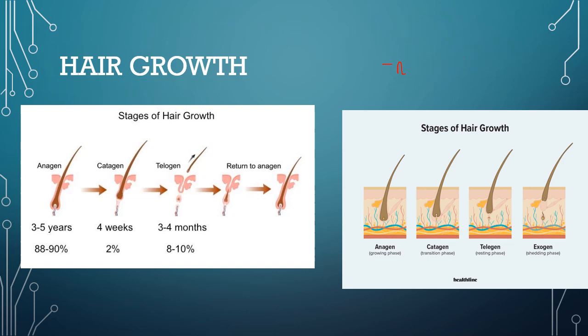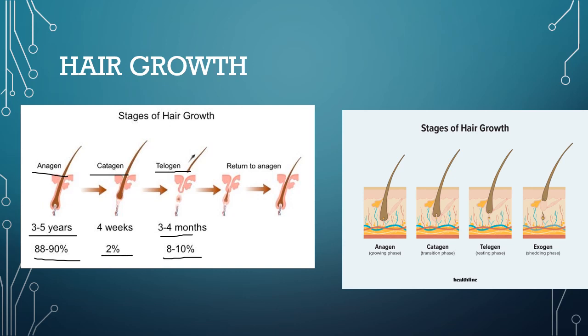So there are basically three phases in this cycle: anagen, catagen and telogen. Anagen is basically for 3 to 5 years wherein your follicle is deep rooted and it takes time for it to grow. Catagen is of 4 weeks wherein there's proper growth of the hair. And telogen is actually the maturation stage, you can say, and it is for about 3 to 4 months. So the hair growth is maximum in the anagen, minimum in the catagen and moderate in the telogen.